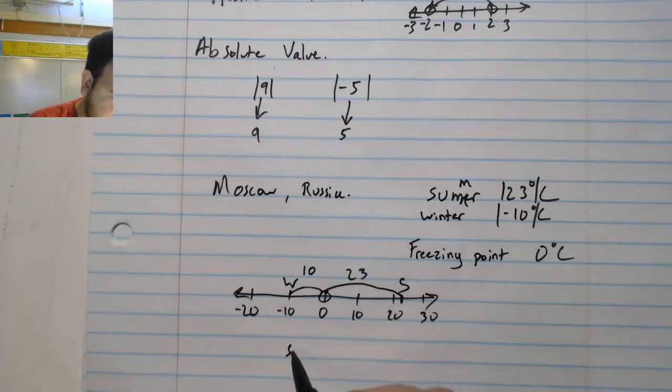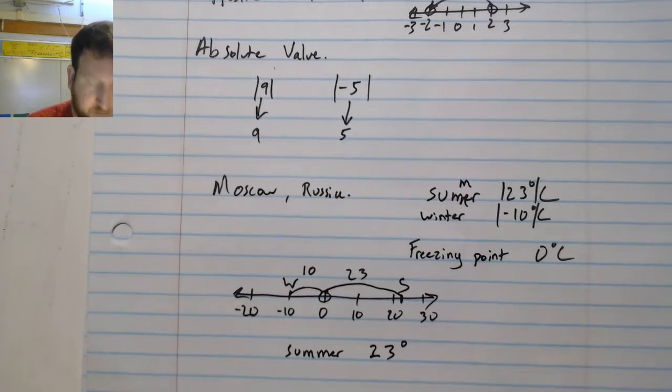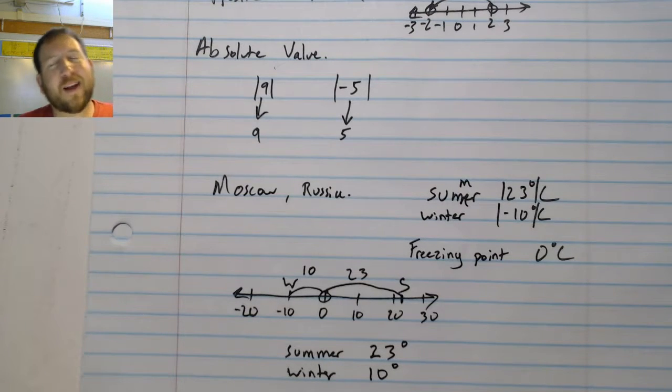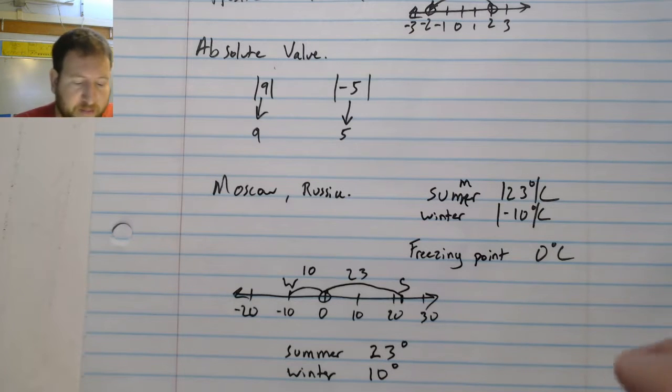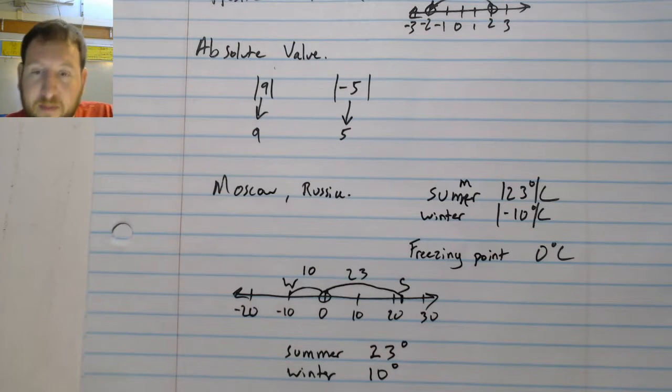So my summer distance is 23 degrees away, and my winter distance is only 10 degrees away. So then I know that in winter, it's closer to freezing than in summer. Now, a lot of this seems like it would be pretty obvious to do in your head, and maybe it might be. But we use this a lot if we're writing code or if we're using a computer program that needs to use distance calculations like this without needing to ask every time if it makes sense.